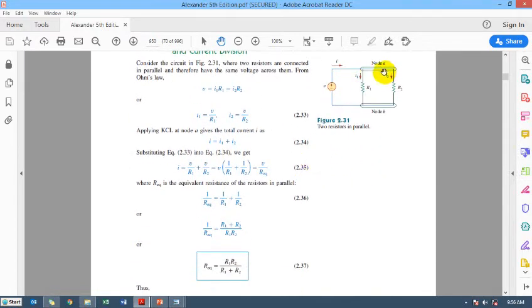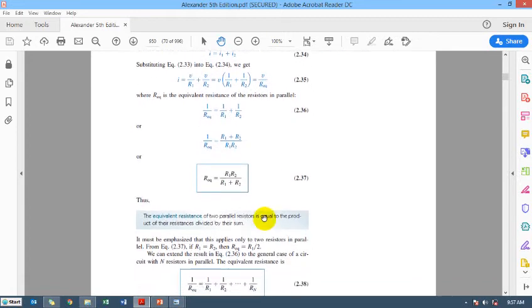Applying KCL: the sum of the currents at any node is equal to 0. This is the current which is coming towards the node, and these are the currents which are going away from the node. So these need to be equal. From this KCL we know the value of I1: I1 is V over R1 and I2 is V over R2, and we just take V common and we reach V upon R equivalent. That's how we reach this final formula: 1 upon R equivalent is equal to 1 upon R1 plus 1 upon R2.